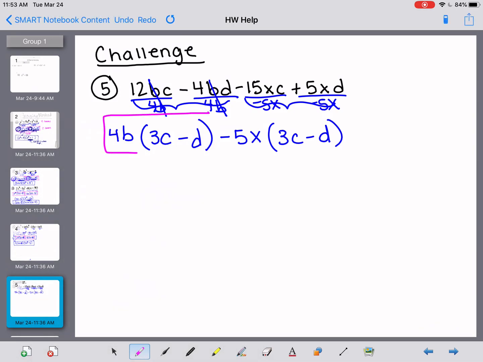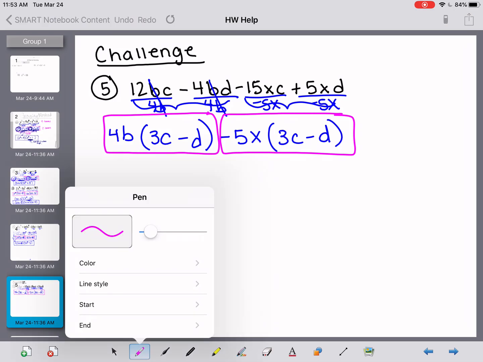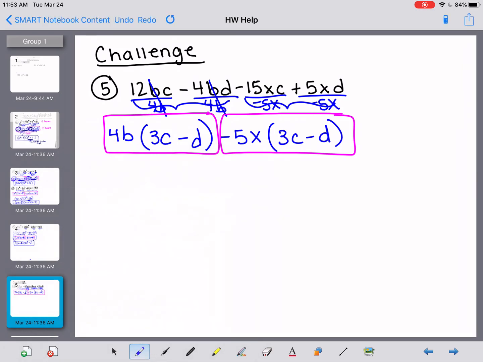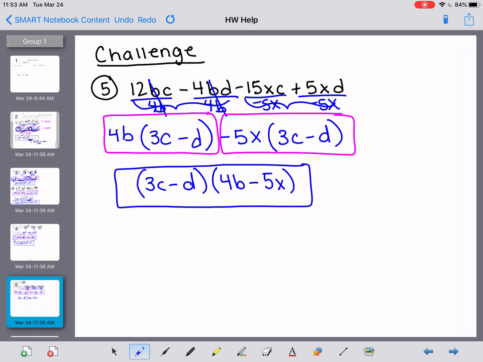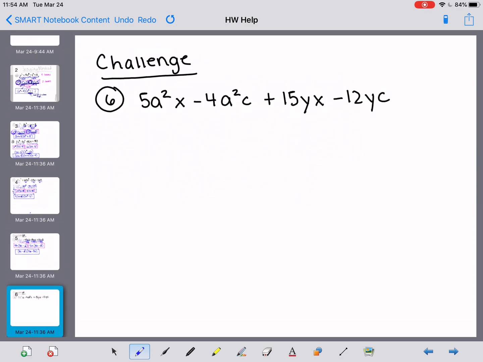This is my first pink box. This is my second pink box. The 2 pink boxes have in common a bubble of 3c minus d. The leftover stuff is the 4b minus 5x. Final answer. So procedure is exactly the same. It's just a little weird because it's a lot of variables. That's all.